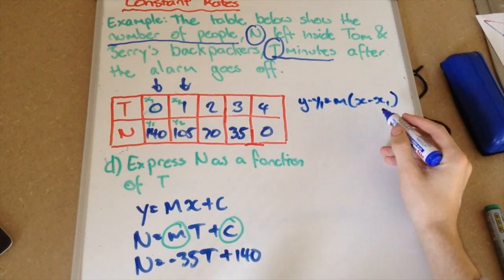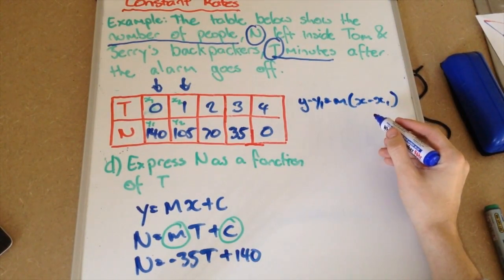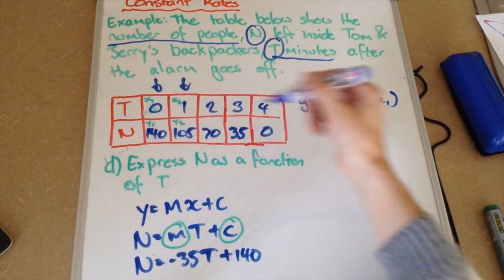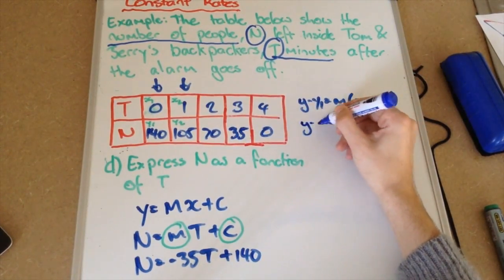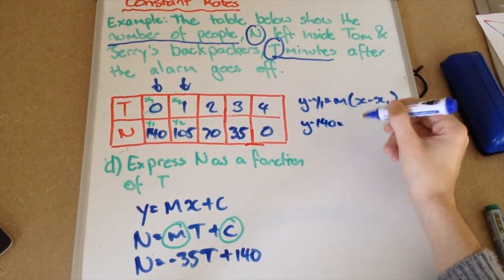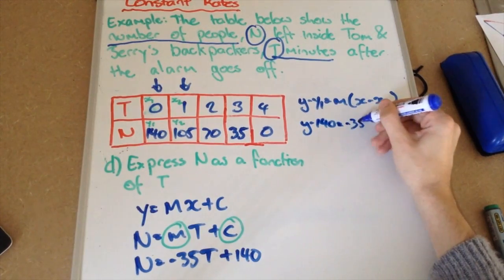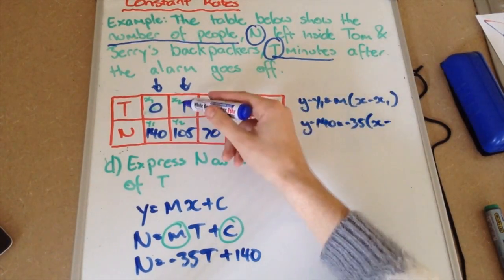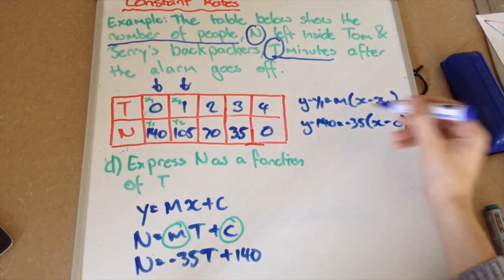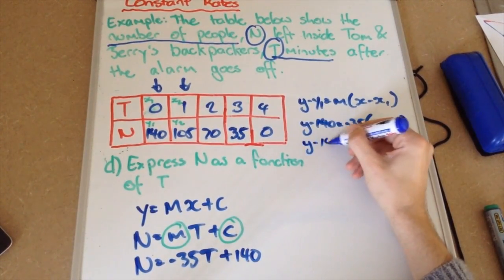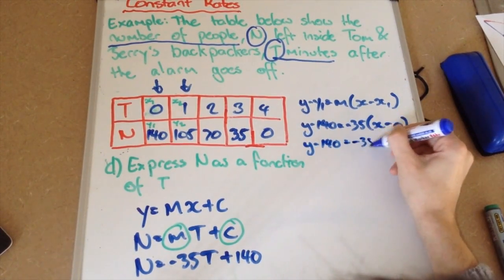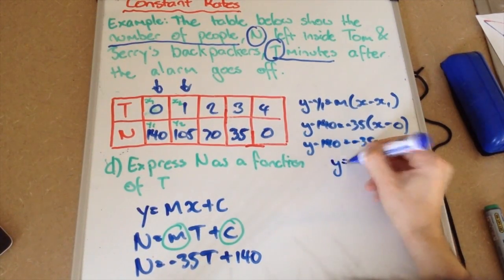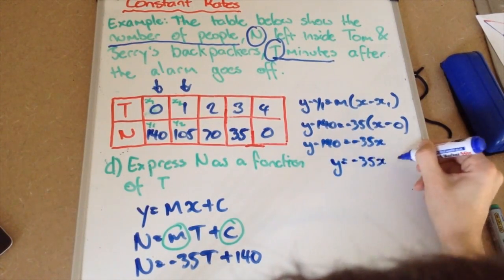Okay, this rule here came from the linear equations unit that we did earlier on in the year. Your y minus your y1, well, let's just use the y1 and x1 here. So y minus 140 is equal to m, well m, like I said, negative 35, bracket x minus x1, being our 0. Alright, y minus 140 is equal to negative 35x. Negative 35 times 0 is just 0. So therefore we get y is equal to negative 35x plus 140.